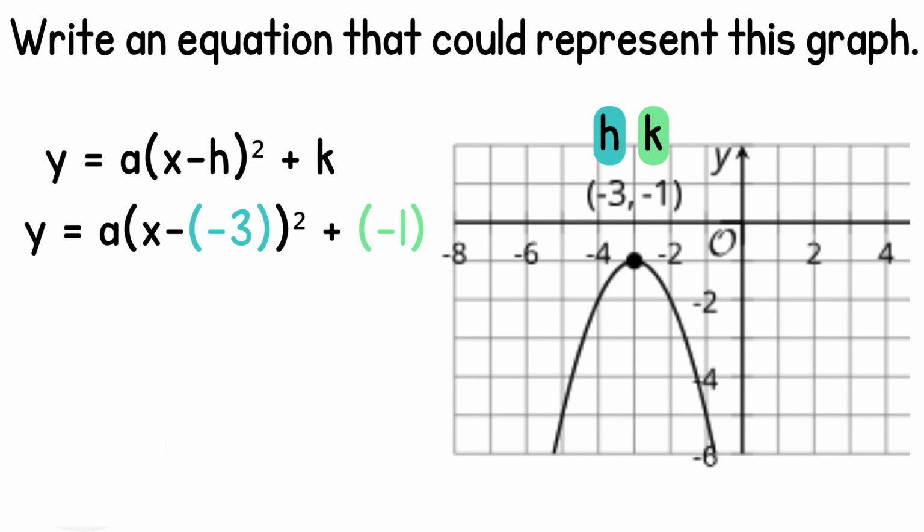In our x term, when we subtract negative 3, it's the same as adding 3, so we can simplify that. And then when we add negative 1, it's the same as just subtracting 1. So now all we have left is our a value. Since our parabola is going downward, we can say that our a value is going to be negative 1.